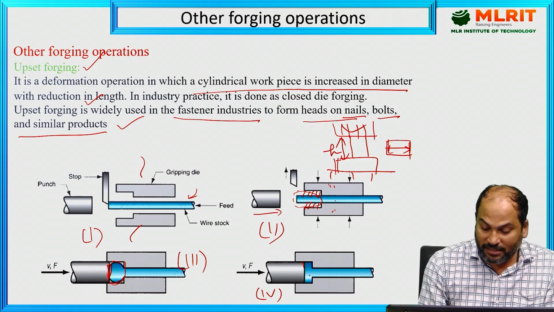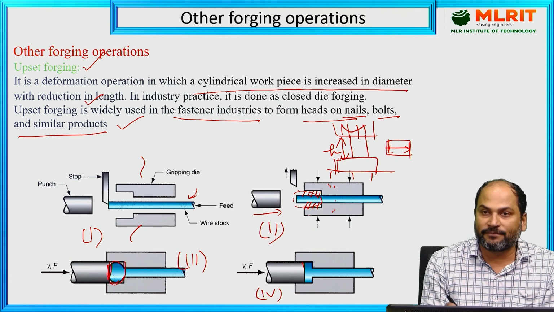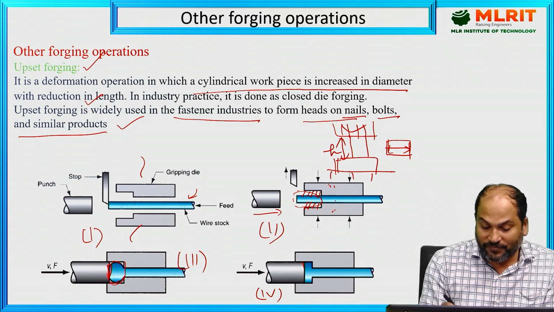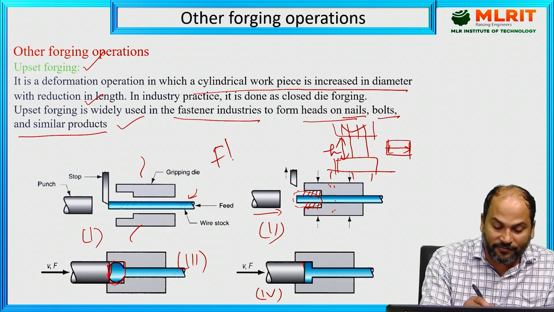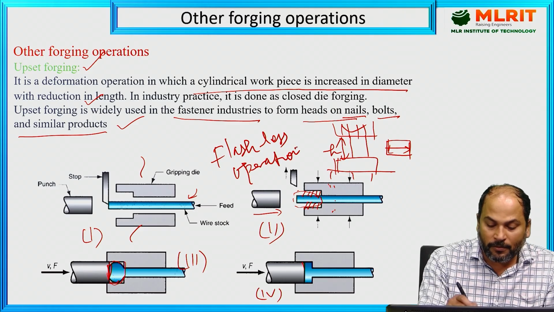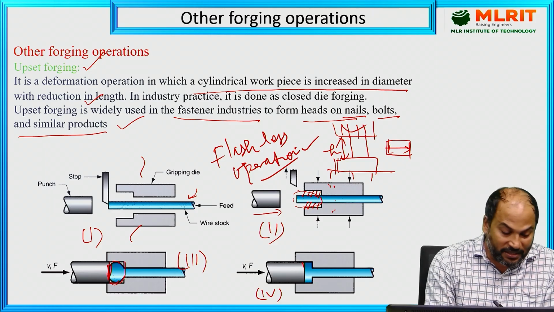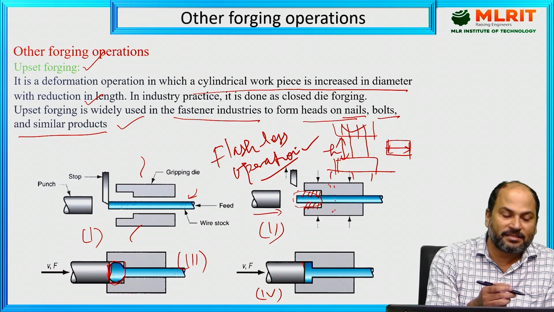So you can see here this cylindrical shape is there, and one end of this cylindrical shape, this head, has been created. So there is no flash here. This is also like a flashless operation, because there is no flash generated here. Whatever the material was, finally it has taken the shape of this one. So this is known as offset forging.